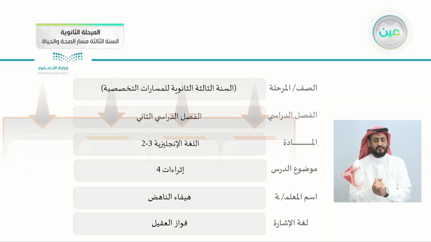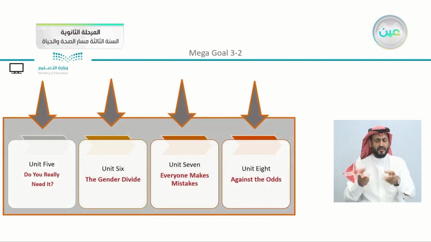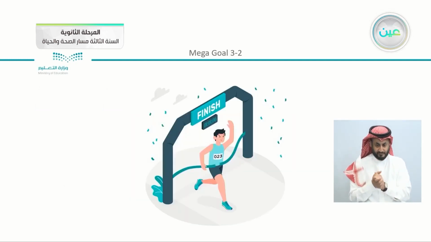So alhamdulillah, we have studied the 4 units of the semester. Unit 5, do you really need it? Unit 6, the gender divide. Unit 7, everyone makes mistakes. And Unit 8, which is against the odds.